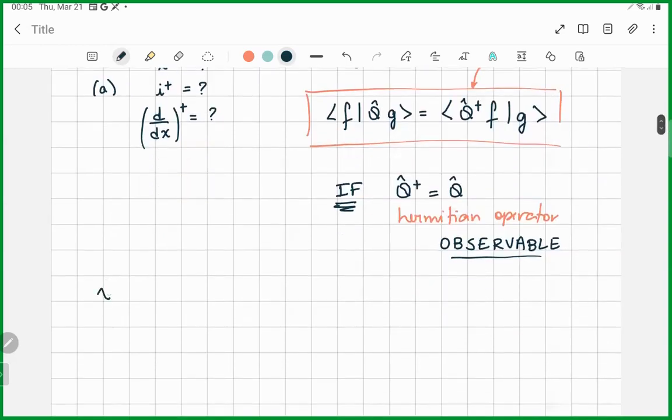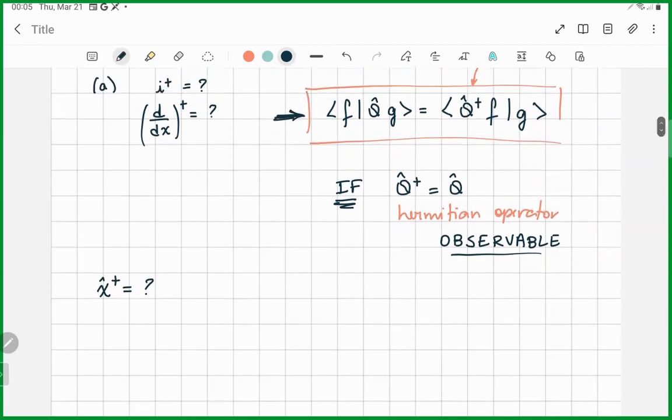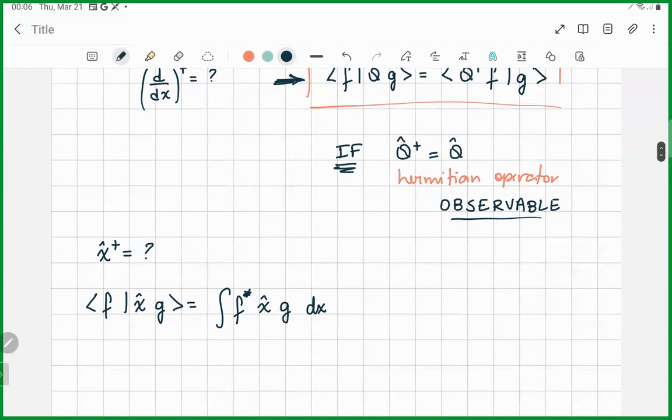We want to find first the Hermitian conjugate of this operator, x. How are we going to do that? We are going to start using this equation here. Okay, so just let me copy that. f, then we have operator x acting on g. What does this notation mean? It is the integral of the conjugate of the function f, times the x operator acting on this function g. The operator acting on g will just give us the variable x times g.